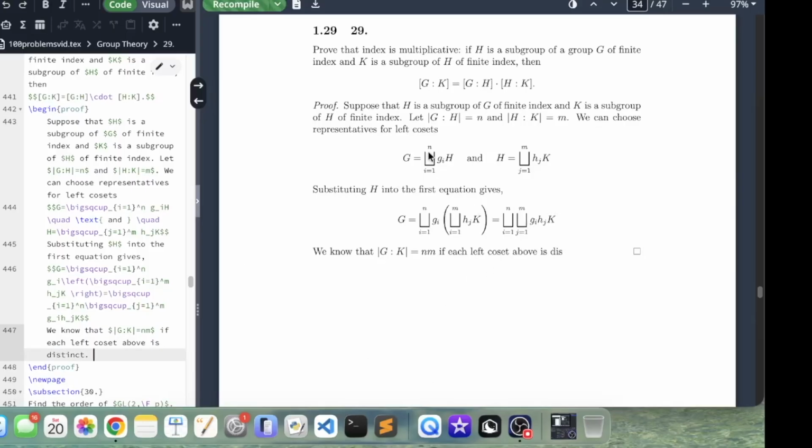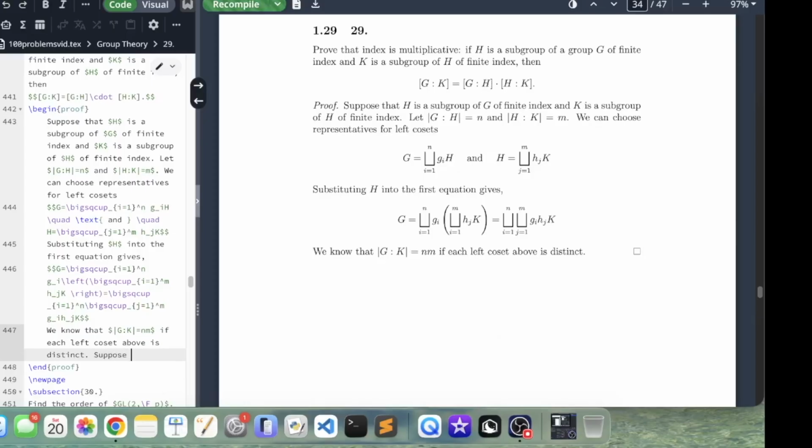Okay, so it's essentially what I'm doing here, like how I wrote this as n left cosets of H. If this is m times n left cosets of K, then we have this equation holding. And that's only true if each of these are distinct. Hence, we know that this equals n times m if each left coset above is distinct. So we need to prove that.